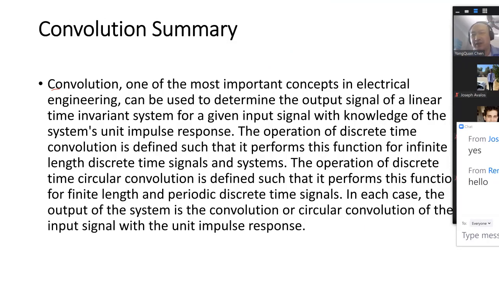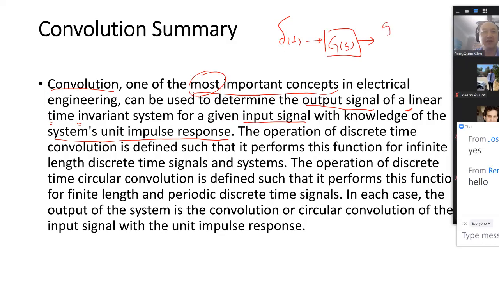The convolution is very important because it's the most important concept for electrical engineering. It can decide what your output signal is for an LTI system, if you are given any type of input signal and you also know the system's unit impulse response. So you put a delta(t) unit impulse into the system, then you get g(t). In the Laplace domain, this is 1, so 1 times G(s) is G(s), right?